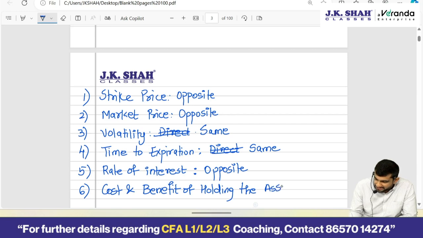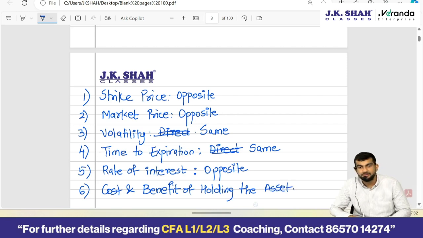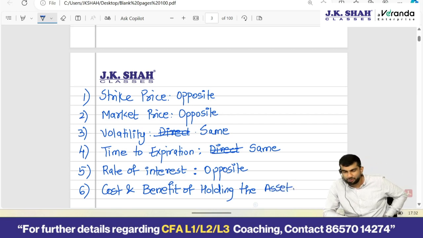Cost has a direct relation with a call option and an inverse relation with a put option. Benefit has a direct relation with a put option but an inverse relation with a call option. Cost you can consider as storage cost for commodities. Benefit you can consider as expected dividends. Okay, so these six factors affecting the option premium are very, very important.